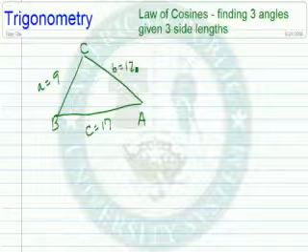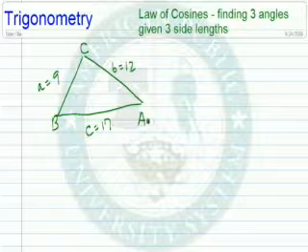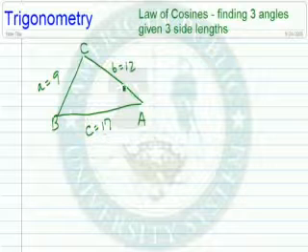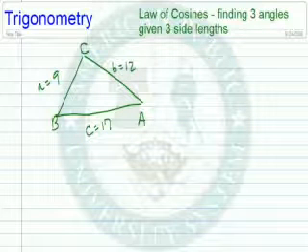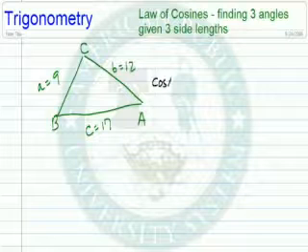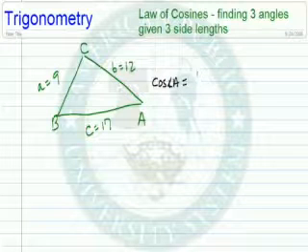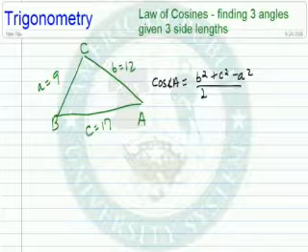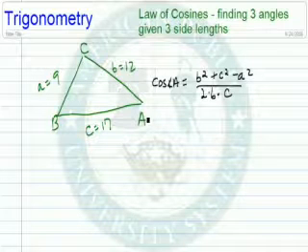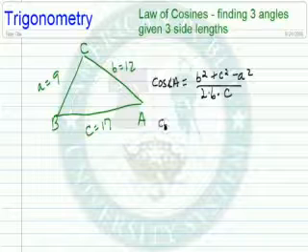Often in a textbook they will draw a triangle like this, definitely not drawn to scale, so that you really can't guess what the answer might be. We're going to try to find angle A first. The cosine of angle A is equal to b squared plus c squared minus a squared over 2 times b times c. My understanding here is that angle A is going to be my smallest angle.